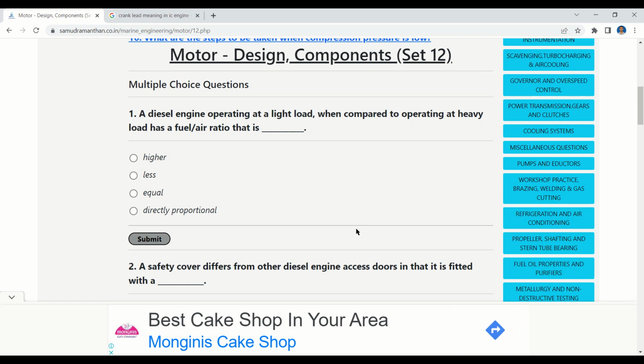Let's start. A diesel engine operating at a light load when compared to operating at heavy load has a fuel-air ratio that is, and the options are higher, less, equal, directly proportional. The answer should be higher because at higher load the amount of fuel injected is higher.